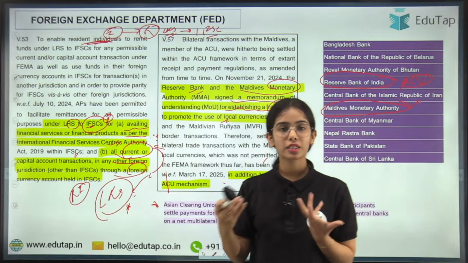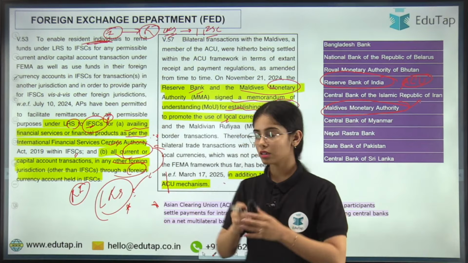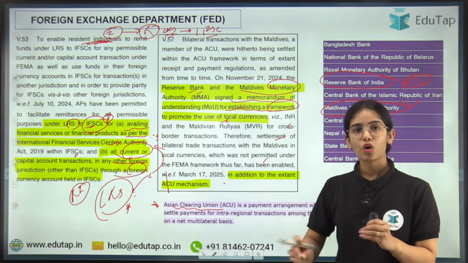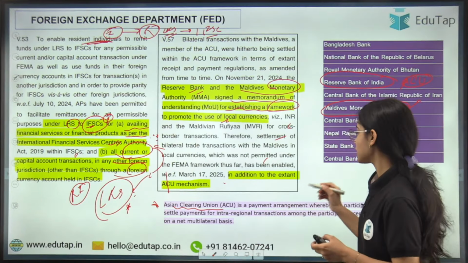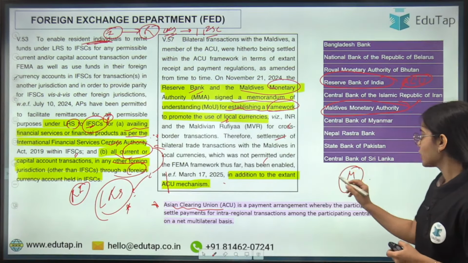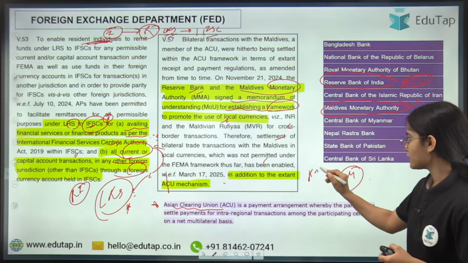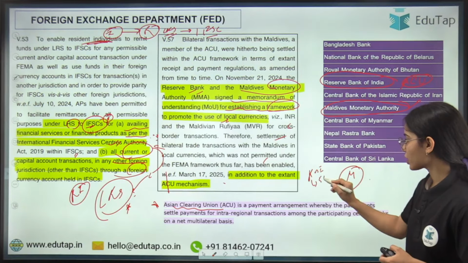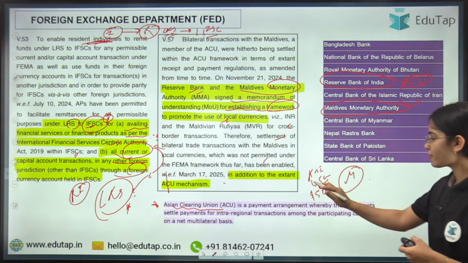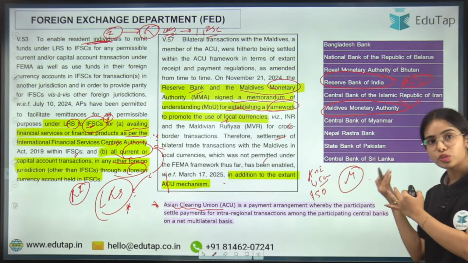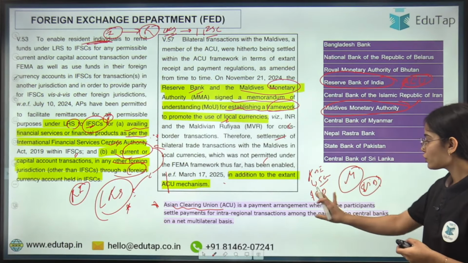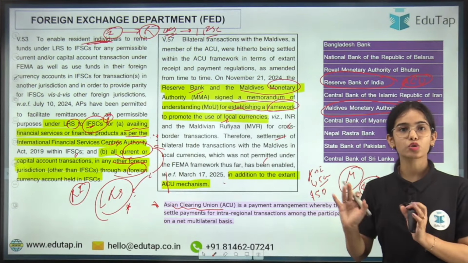Under the Asian Clearing Union, the transactions or the settlement of trade can happen on a net basis. That means, let's say we have traded with Maldives and Maldives has traded with us. We have to give $5 billion to Maldives, and for its imports, the Maldives has to give $3 billion to India. So we will only transact the net amount, that is $2 billion, okay.